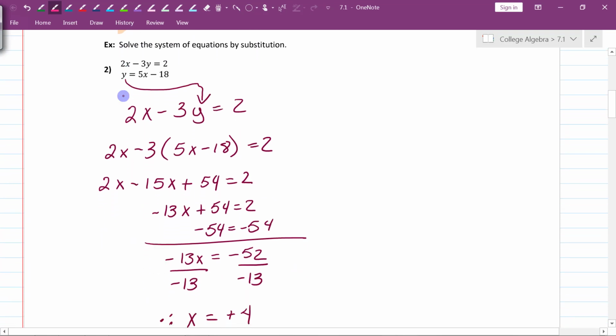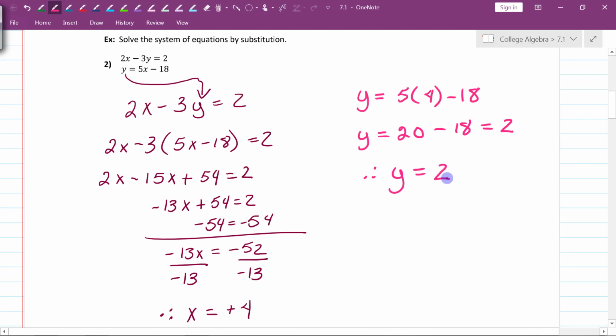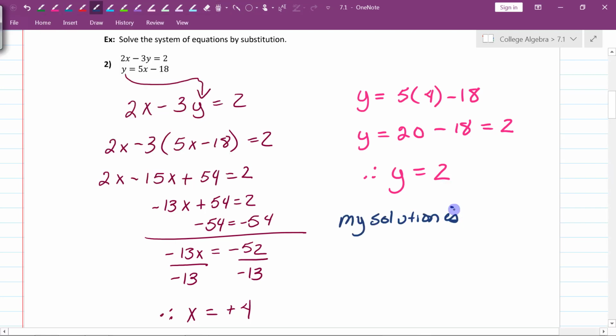So I have y is equal to 5 times x, which is 4, minus 18. Y is equal to 20 minus 18, which equals 2. Therefore, y is equal to 2. So now I'm going to put this together and write it as a coordinate so that I can say my solution is the point 4, 2.